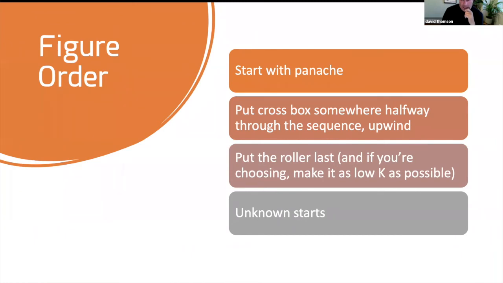I think you want to put a crossbox corrector somewhere in the middle of the sequence, preferably upwind, so that as you're flying across box, you don't inadvertently get blown out of the box. And for me, I always try to put the roller at the end. I don't care what anyone says. They're difficult to fly and they never score well for positioning. So I try to put those right at the end where they don't impact on the rest of my sequence.